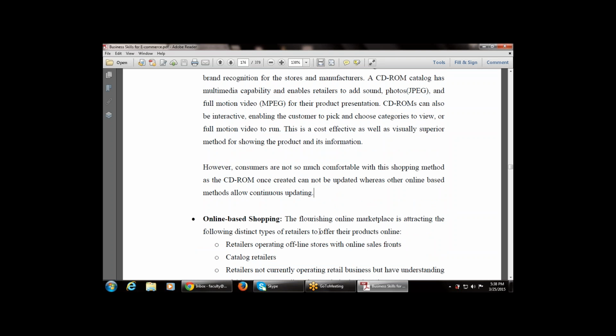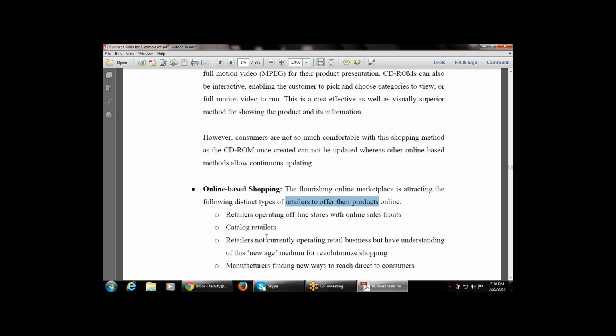Then the next mode of shopping is online based shopping. The flourishing online market space is attracting the following distinct types of retailers to offer their products online. So whenever we do online marketing, what are the various types of retailers that sell products online?